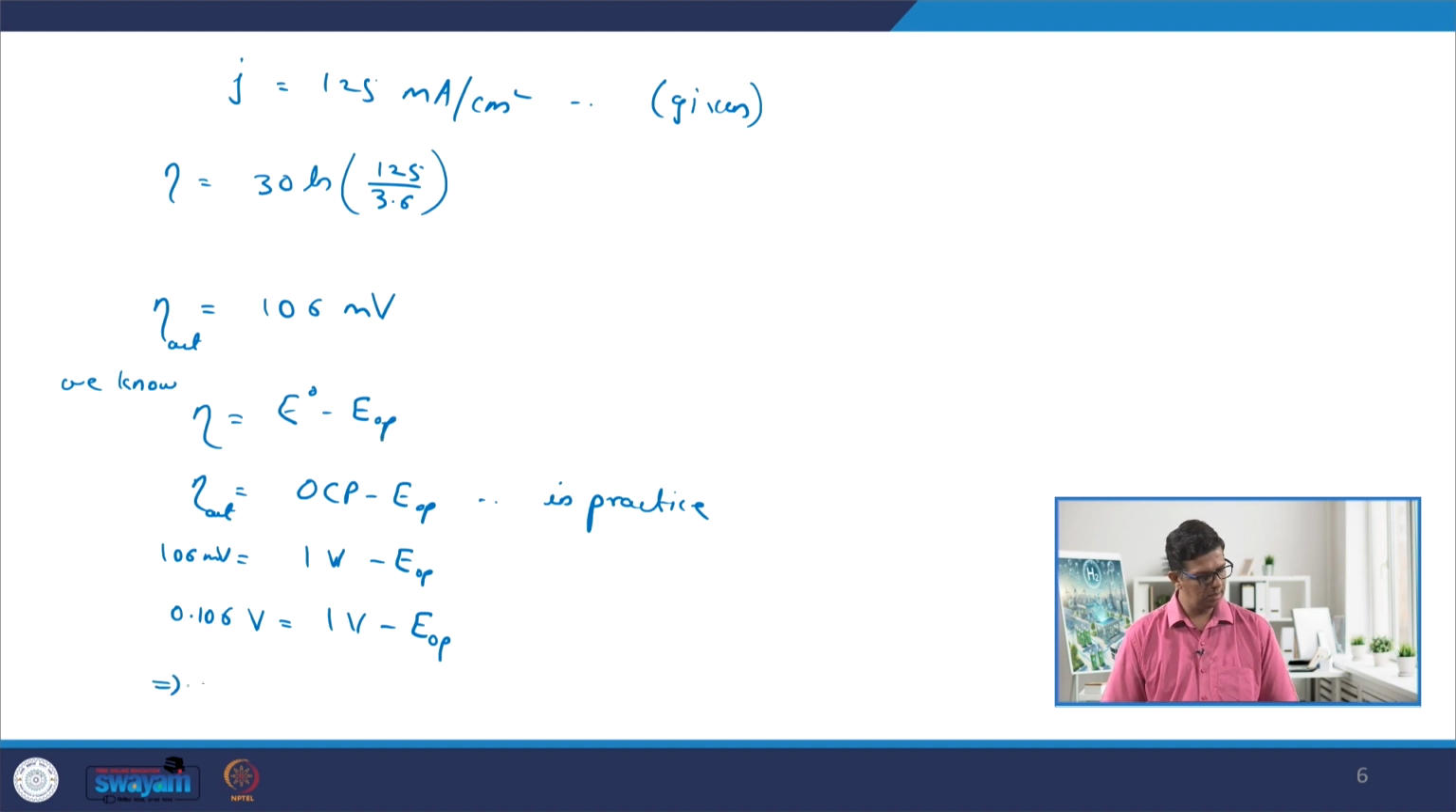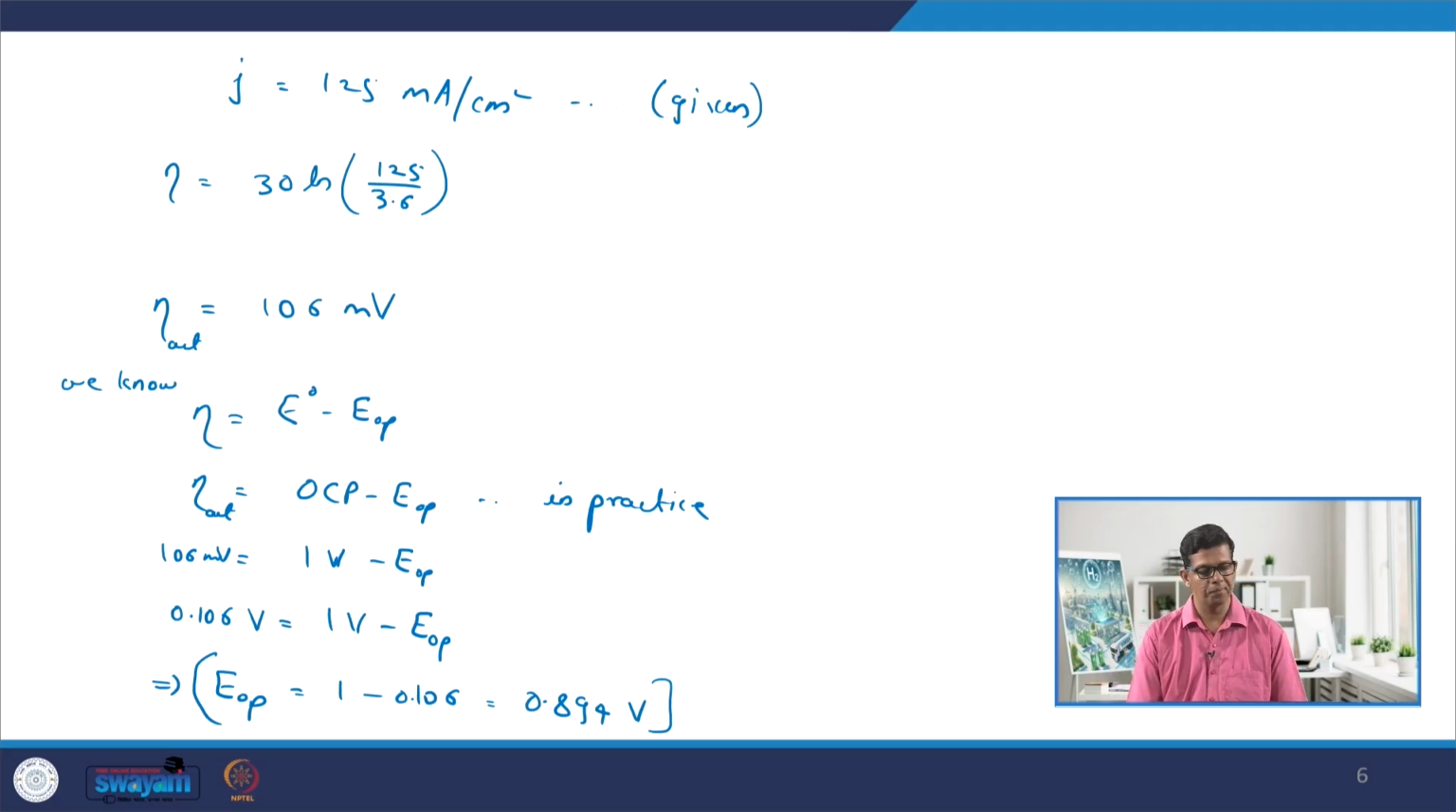So, in other words, your E operating, when we are drawing 125 milliamps per centimeter square of current density, will be 1 volt minus 0.106, close to 0.894 volt. So, this will be the operating potential of this particular cell if we are drawing 125 milliamps per centimeter square of current density, and we will have the total drop at the hydrogen electrode of around 106 millivolt.